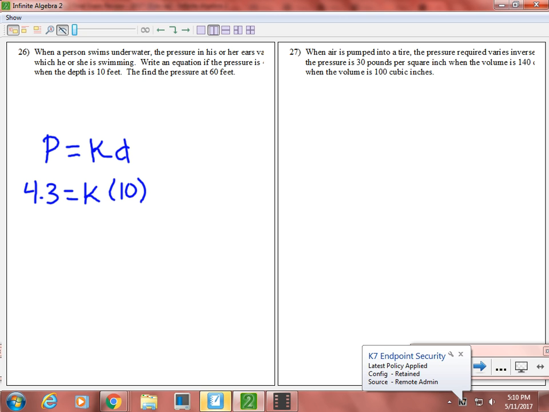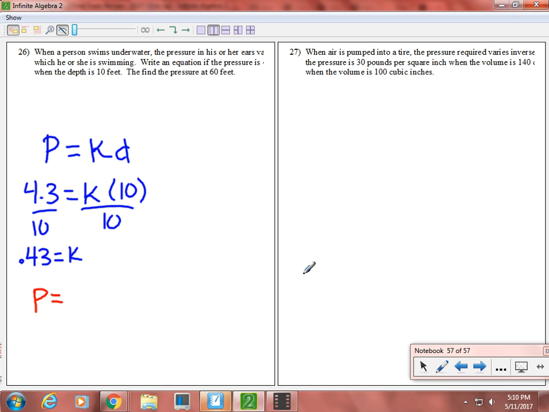So we have to solve for K, just dividing this by 10. So that's going to make 0.43 be our K value. So then we need to go back through and solve what it's asking us for. It's saying find the pressure, what is P, when the depth is at 60 feet. So I'm going to take 0.43 and multiply it by 60, which is going to give me a pressure of 25.8. I believe it's PSI.